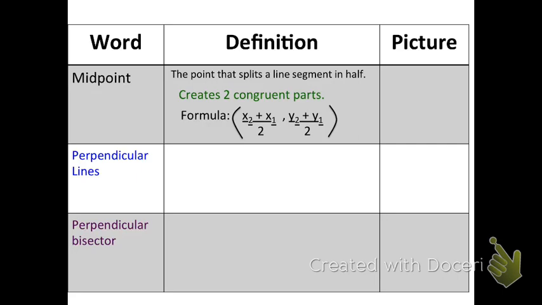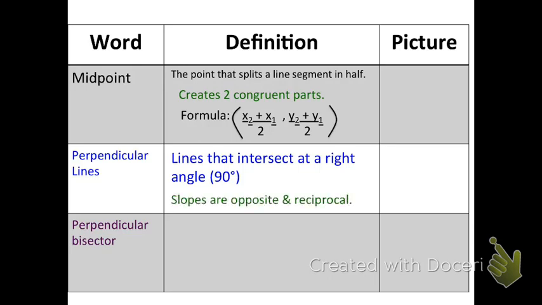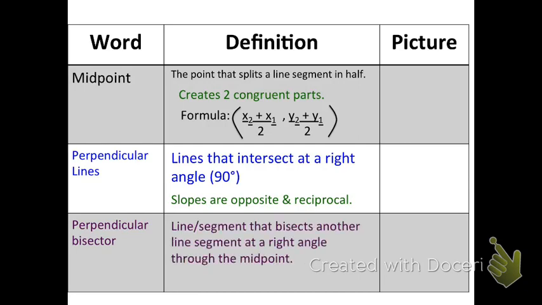Perpendicular lines, we've gone over perpendicular lines in the first semester. These are lines that intersect at a right angle or 90-degree angle. When you're looking at the equations, their slopes are opposite and reciprocal. For the word perpendicular bisector, we are taking the word perpendicular and the word bisect and combining their definitions. So a perpendicular bisector is a line or line segment that bisects another line segment at a right angle through the midpoint.